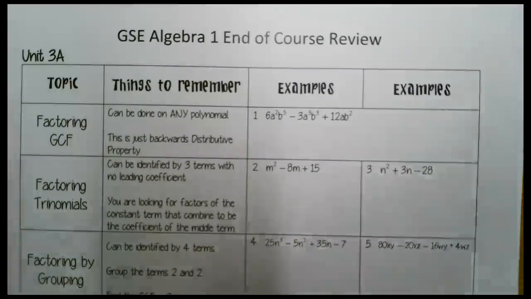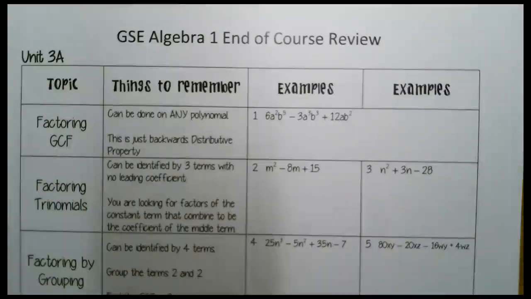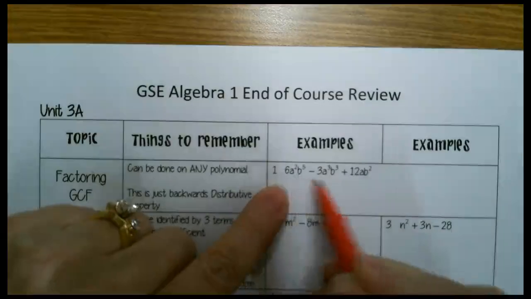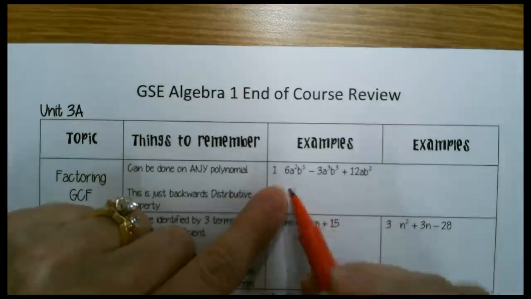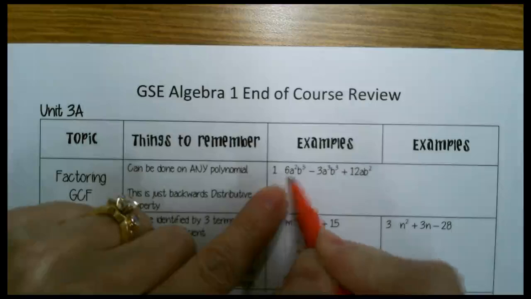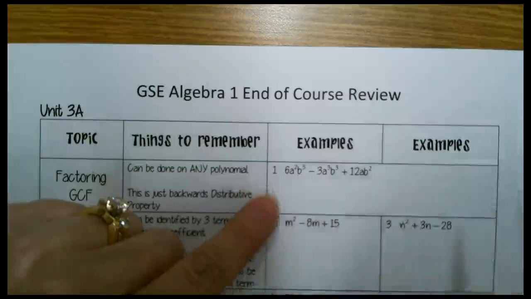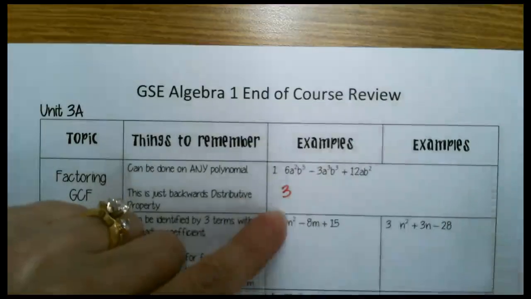First up, we started learning factoring by GCF because that can be in any type of problem. It doesn't matter how many terms, it doesn't matter if there's a leading coefficient or not. Factoring by GCF is basically just backwards distributive property. So we're going to look through this example right here, and we're looking for what number can be divided into all of these. Between the 6, the -3, and the 12, they can all be divided by 3.